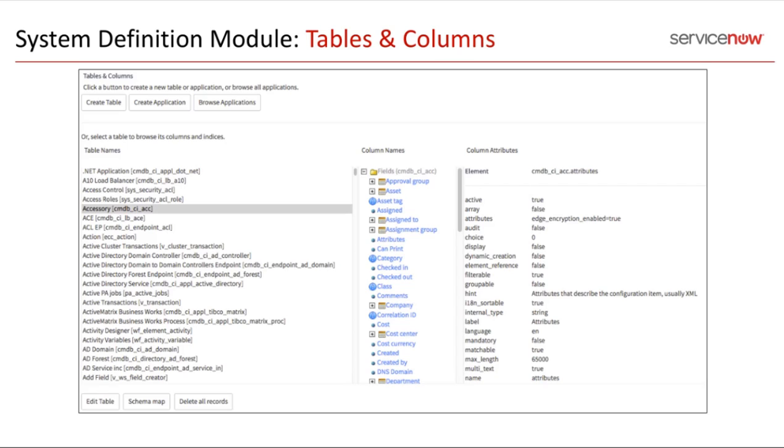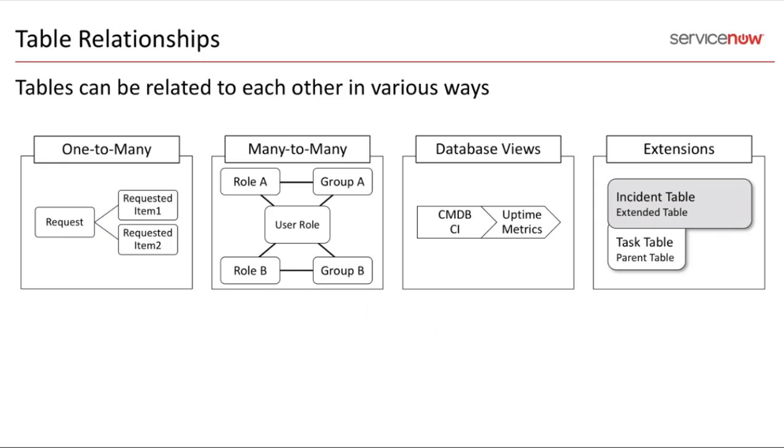Tables and columns. We'll get to the schema. We mentioned that, but we'll get to that in a minute. We see the schema map button here, which is where we can go ahead and get to it. Okay. But relationships, right? The schema is talking about relationships. We can have a one-to-many, which is a nice example here of request to requested item. So we can have someone that puts in a request, and on that request we have multiple requested items. So we have one REQ record related to many requested item RITM records.